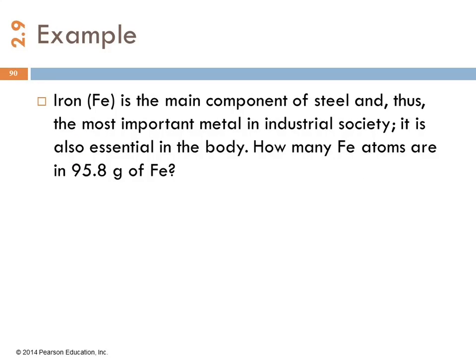Another example. Iron is the main component of steel and thus the most important metal in industrial society. It is also essential to the body. Fluff. How many iron atoms in 95.8 grams of iron? There's the question. So we have 95.8 grams of iron, and we need to find the number of atoms.